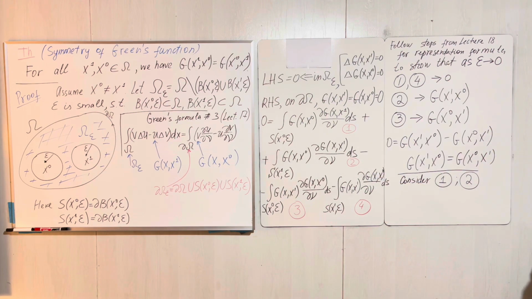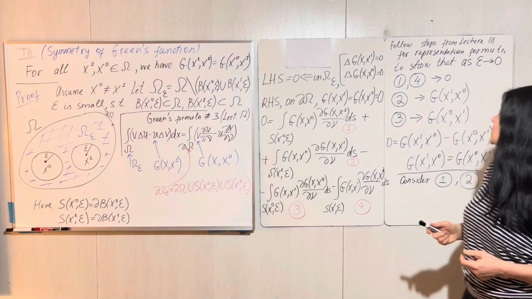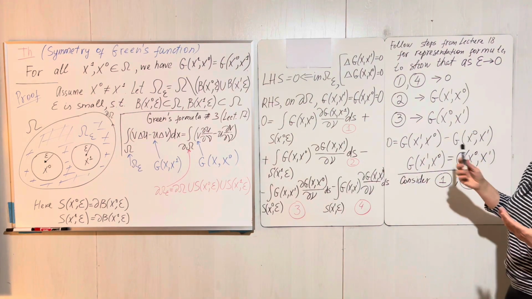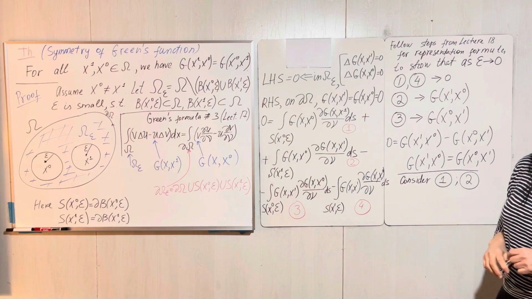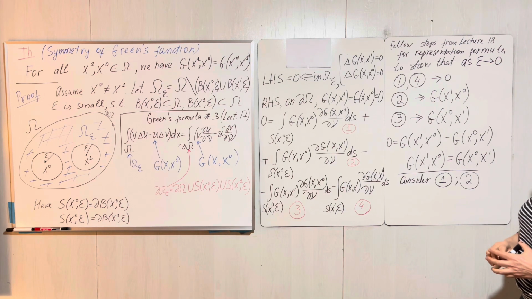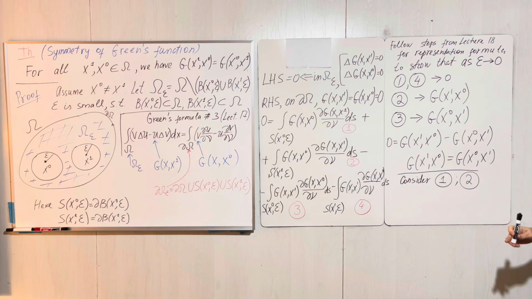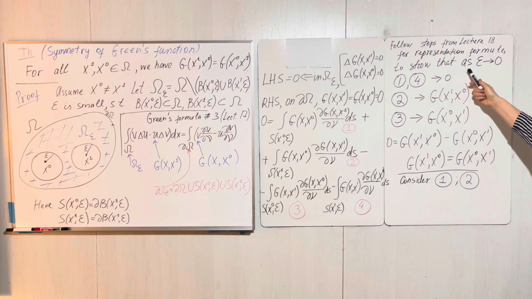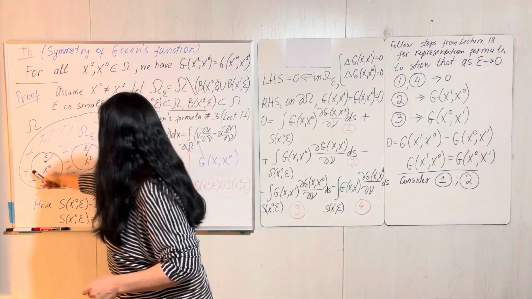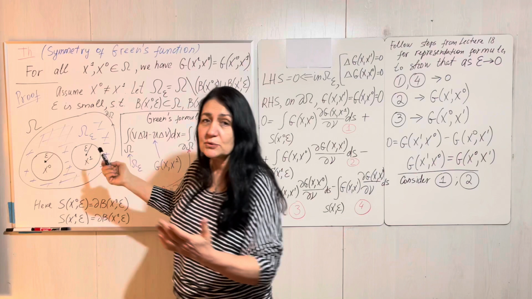And then what we need to do is follow the steps from lecture 18, when we were deriving the representation formula for a harmonic function, for Poisson's solution to Poisson's equation. If we follow these steps, we can see what happens when epsilon goes to 0. Originally we look at the domain omega epsilon, and then we send epsilon to 0.